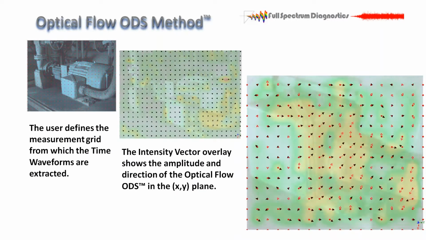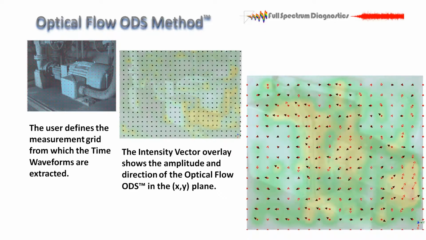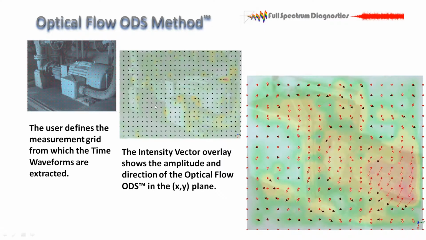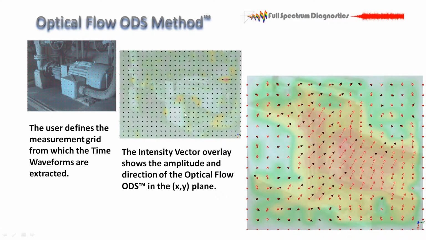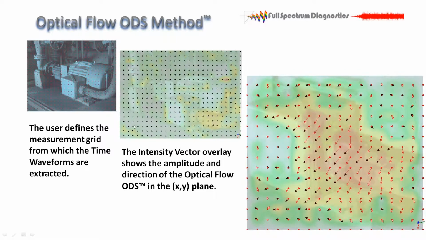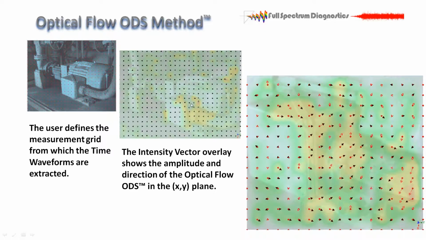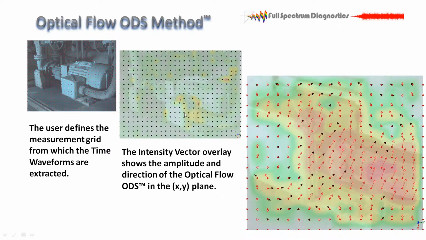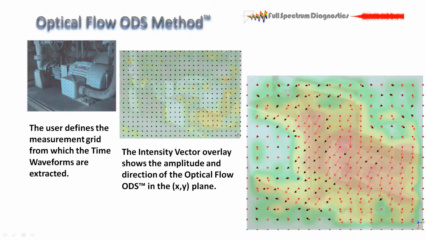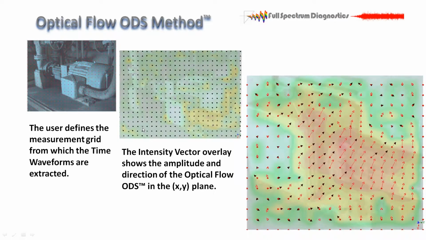So part of the optical flow algorithm is looking at a grid, and I have a pretty sparse grid up there for my pump. I can put color contours on it so I can see where the motion is. I can also light up the intensity vectors, and the vectors are showing us how much vibration and what direction of vibration it's in. They're basically the time waveform. And remember, this is an XY plane, so they're only moving in two planes that we can detect.